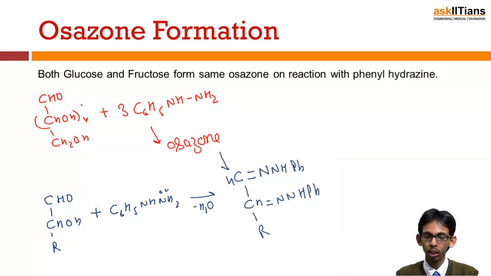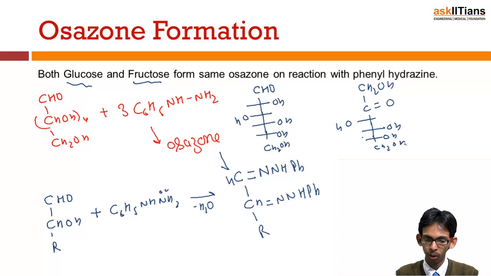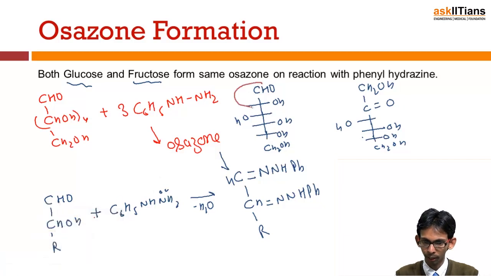Now the fact is that both glucose and fructose form the same type of osazone, because the only difference in the structure of glucose and fructose is that in the first the carbonyl group is present at the terminal, while in the second the carbonyl group is present on the second carbon. Let's write their structure. The structure of glucose is this: OH, OH, another OH here, 1, 2, 3, 4, one here, and then CH2OH. While the structure of fructose would be CH2OH, then a carbonyl group here, then OH group, another OH, CH2OH.